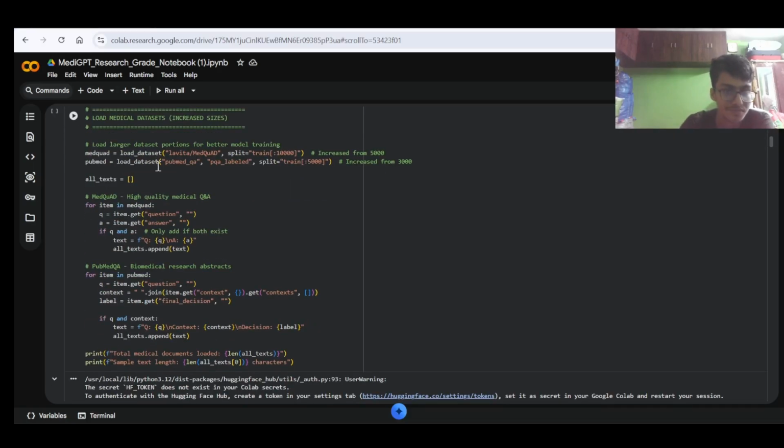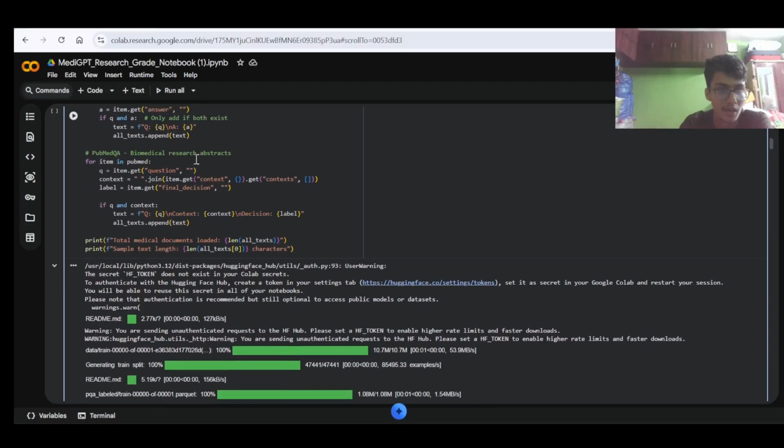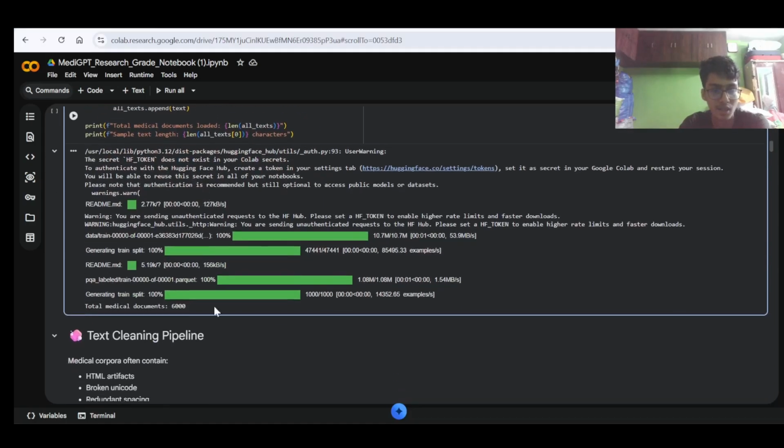So this is PMC data, then this is PubMed data, and then this is the pre-processing type. You could get the question-answer format, and we are only adding a document if both question and answer exist. If you look at this, they are showing total documents as 6,000 after removing all of these, because not all documents include a question and answer altogether.